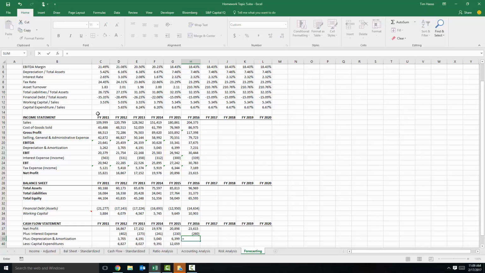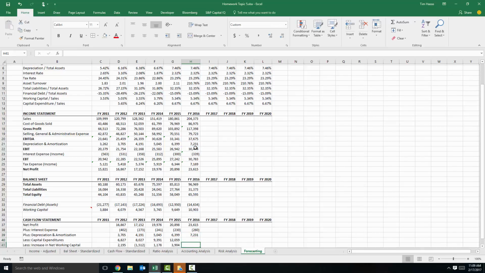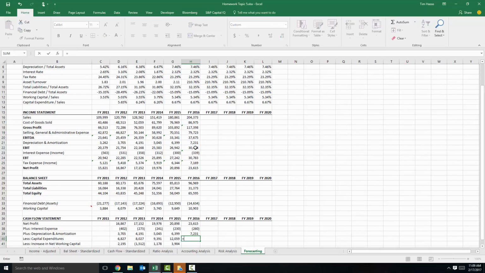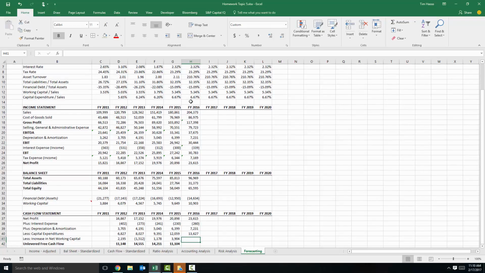Our depreciation and amortization, it's pretty easy. It's in cell H21. Our capital expenditure we don't have, but what we do have is the ratio of capital expenditure to sales, which means that we can take our current year sales figure and multiply by capital expenditure to sales to estimate what the capital expenditure is for this year. We then have our increase in net working capital, and that is effectively just your working capital this year minus the working capital last year.